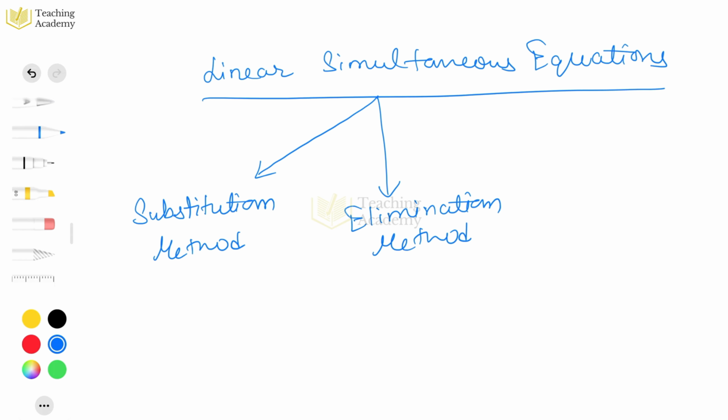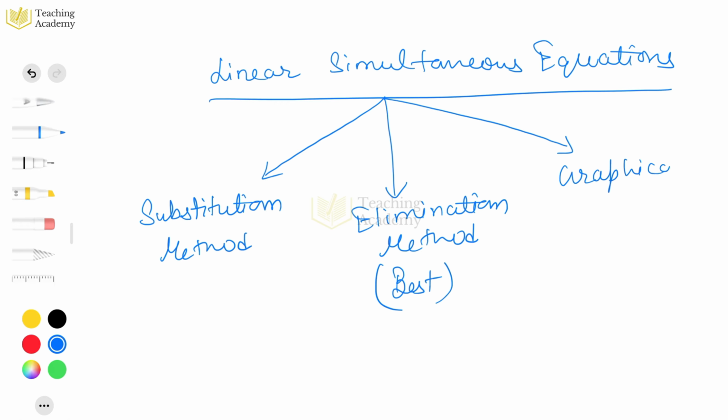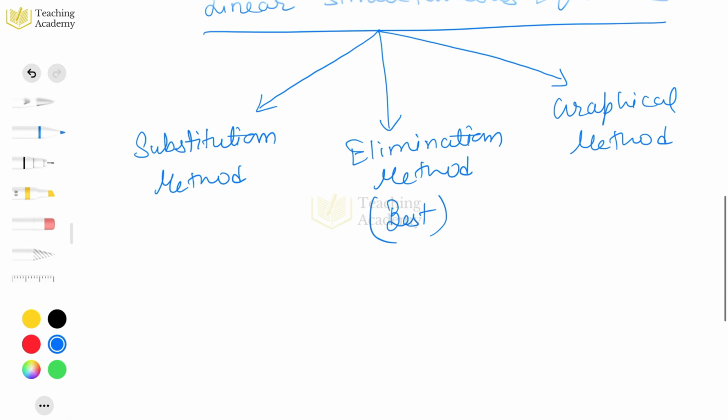This is one of my favorite as well, because this will make the equations and the calculation look much easier. So it is the best method which I would suggest you go ahead with. And the third method is called the graphical method, for which you can use your graphing calculators or Desmos or whatever you like. So let's start one by one.